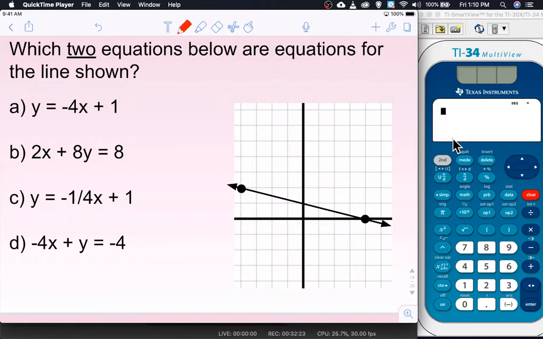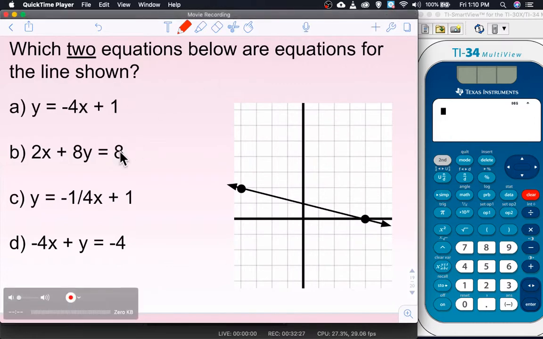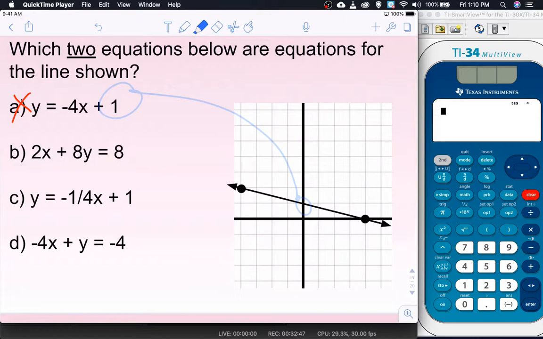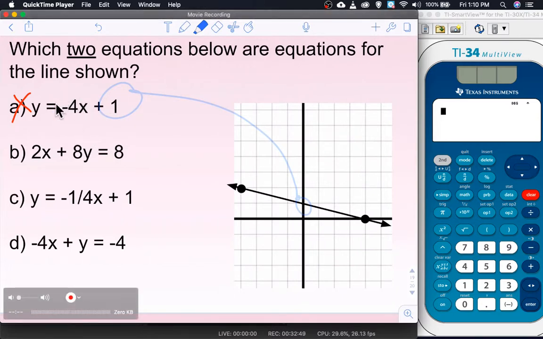All right. Things I would do. I would take each of these equations and I would solve them all for y. I would make them all slope-intercept form. And I would see if I can eliminate choices based off that. So for right now, I can actually eliminate choice A. It does have the correct y-intercept of 1. It does have the wrong slope.